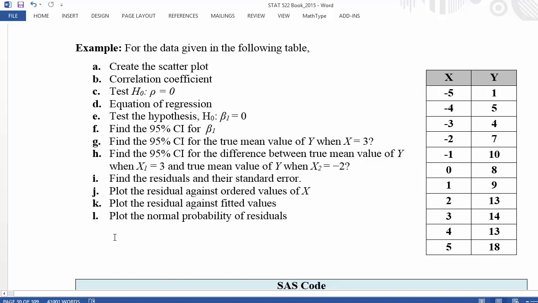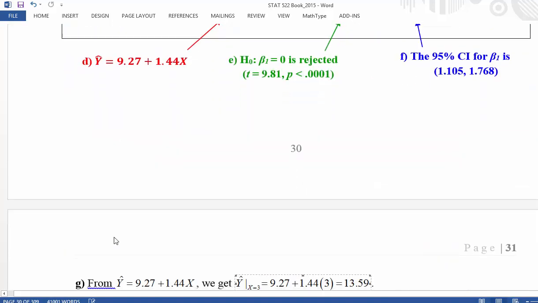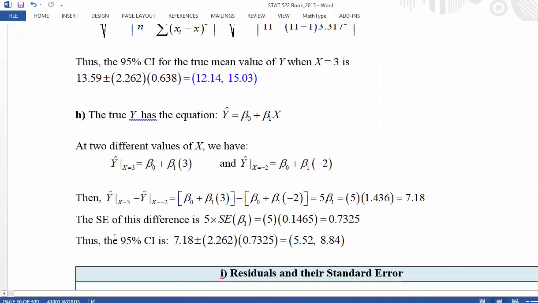To our problem here, in part H, we want to find the 95% confidence interval for the difference between the true mean value of y when x1 is 3 and the true mean value of y when x2 equals minus 2. So showing you that by hand here, we start off by plugging in the values that we're comparing of x into our regression equation, which is y hat equals beta naught plus beta 1x.